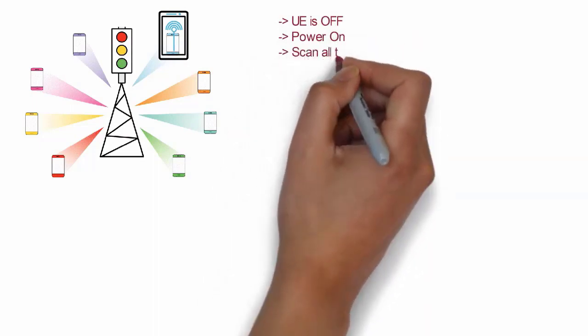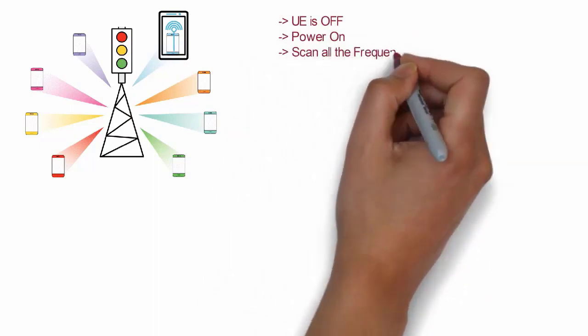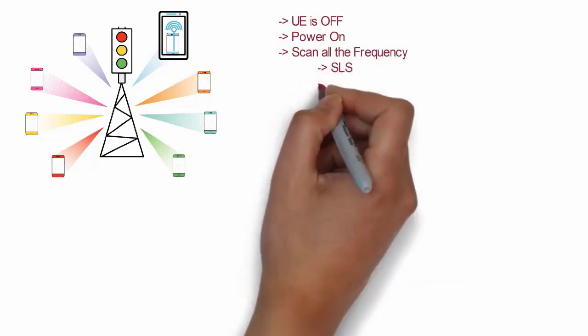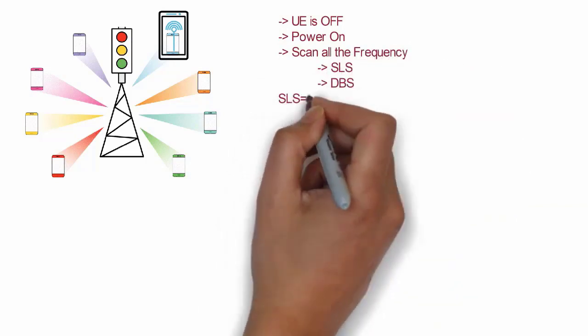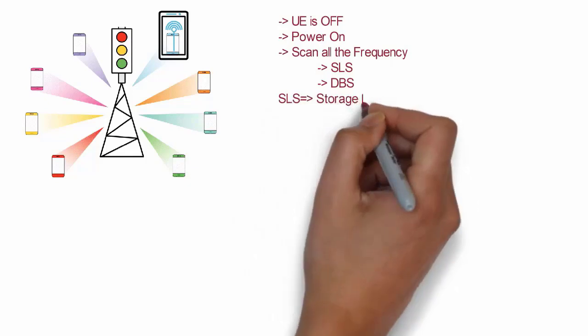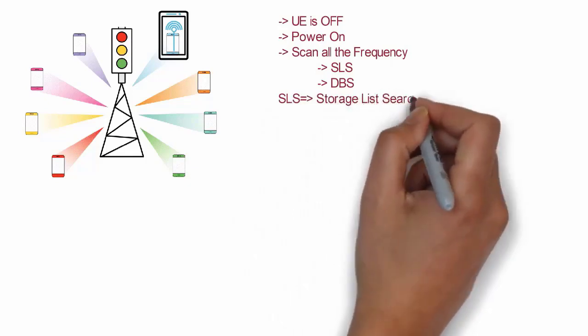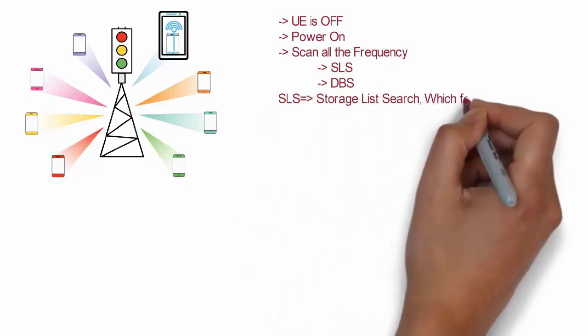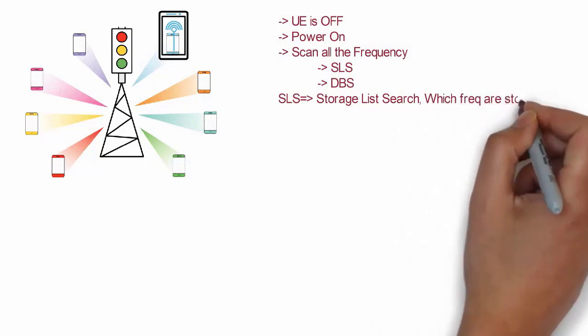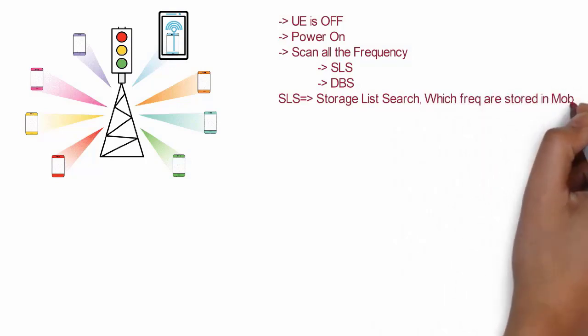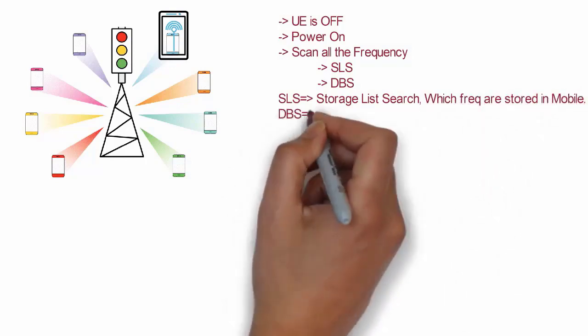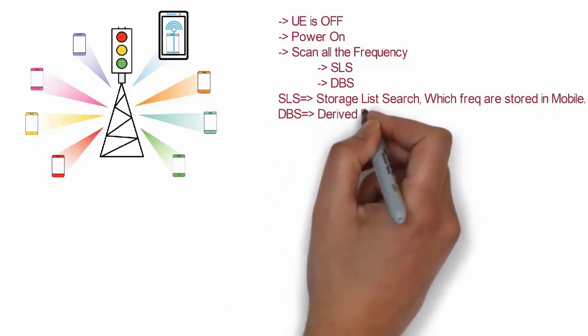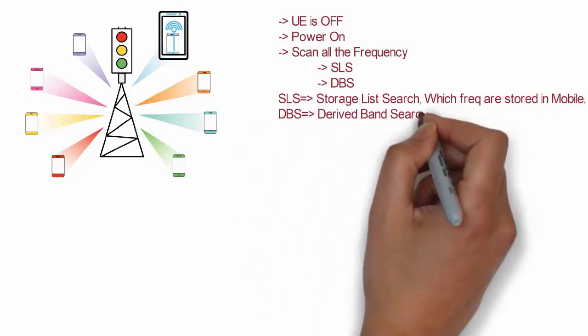Here you can see two types of frequency scan, SLS and DBS. SLS is Stored List Search. It checks and scans those frequency which were stored in the mobile before switch on. That means मोबाइल स्विच ऑन होने से पहले जिन फ्रीक्वेंसी का यूज हुआ था, तो यूई पहले उन सारे फ्रीक्वेंसी को स्कैन करेगा जो मोबाइल में स्टोरेड हैं.